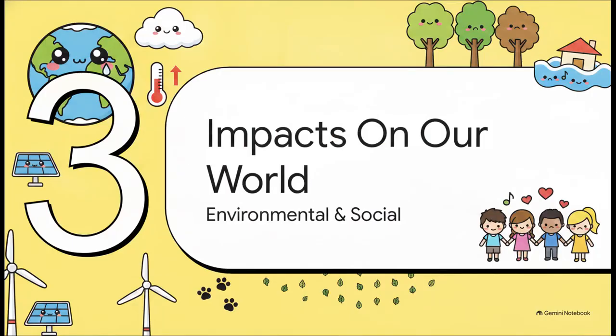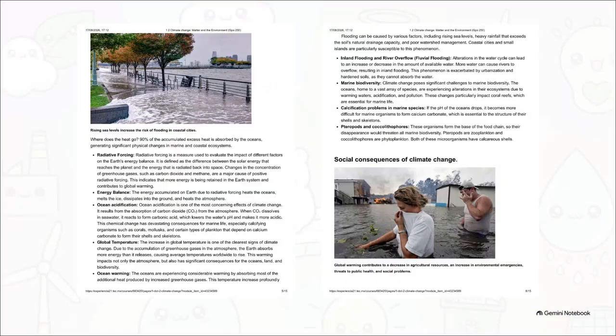Section 3. Impacts on our world, environmental and social. So what does this actually look like for us? Well, we can see these physical changes manifest as direct, real-world consequences. Rising sea levels directly threaten coastal cities, bringing pretty devastating social consequences with them.